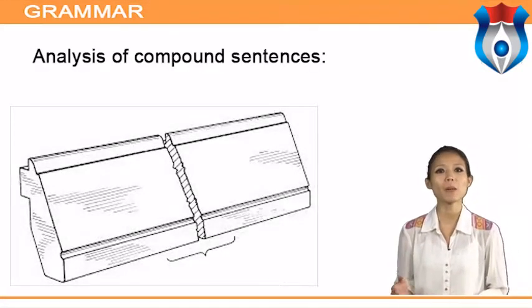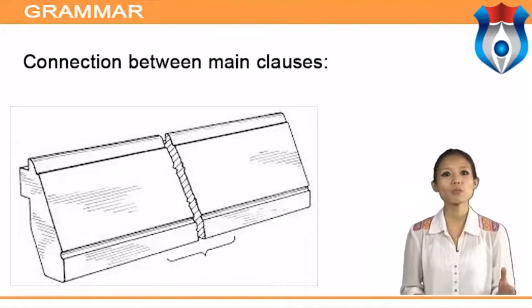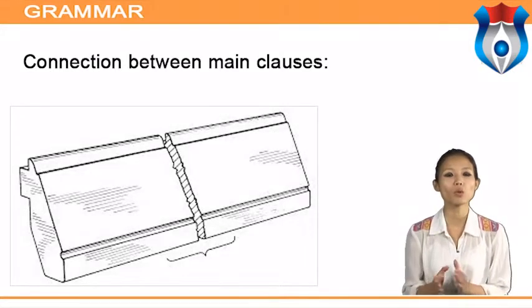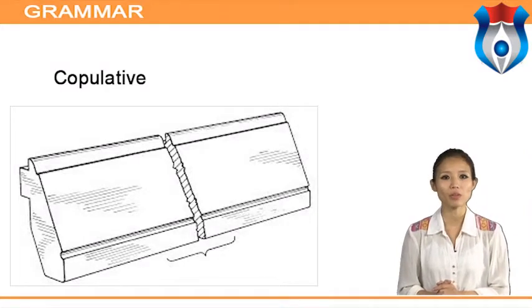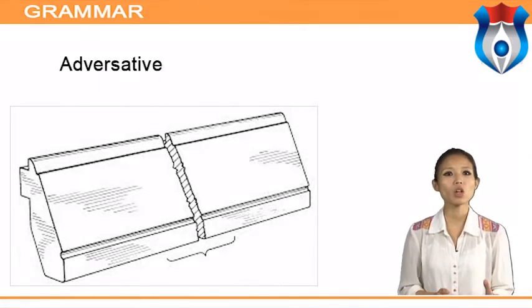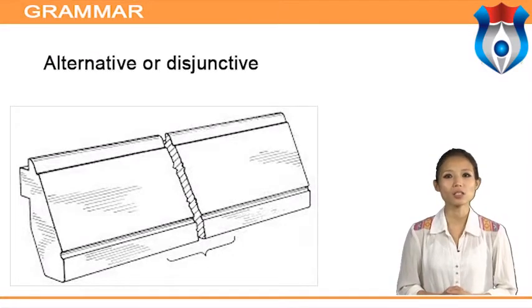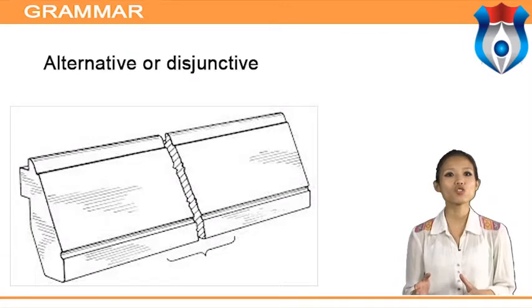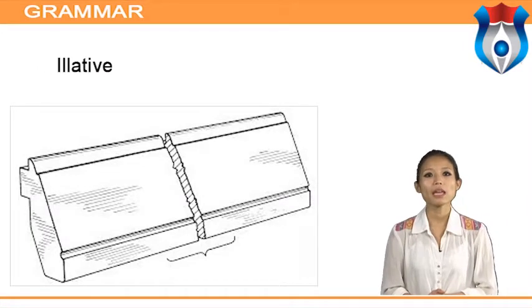Analysis of compound sentences. Compound sentence is made up of two or more principal clauses joined together by a coordinating conjunction. The connection between two main clauses of a compound sentence may be of the following four kinds. Copulative. Clauses are simply coupled together. Adversative. The main clauses are opposed in meaning to each other. Alternative or disjunctive. The main clauses are disjoint in meaning and a choice between them is offered for acceptance. Elative.